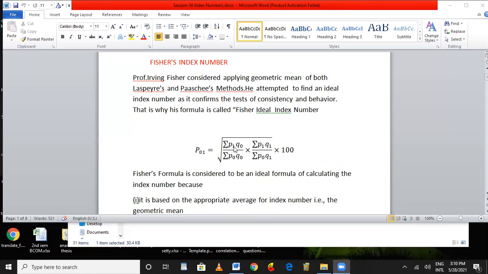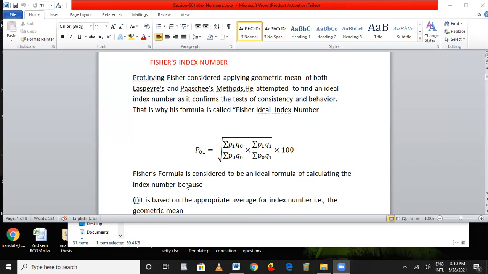P1 means the current year prices. Q0 is the base year's quantity. P0 Q0 is base year prices, base year's quantity. P1 Q1 is the current year prices, current year quantity. P0 Q1 is base year's prices, current year quantity. If you apply this formula, you will get the index number. It is an appropriate index number as well as the ideal index number. Then you have to multiply it by 100 so that you will get P01, the index number.